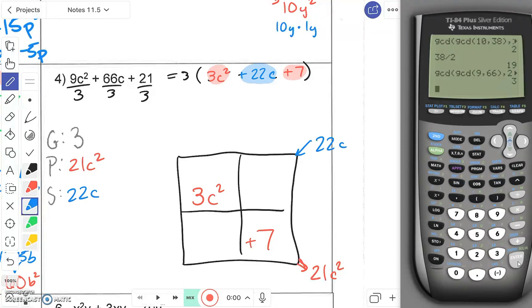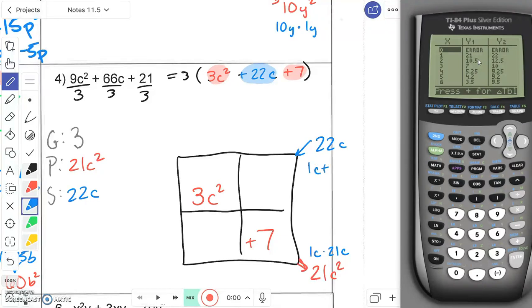Alright, so then I'm looking for 2 numbers that multiply to be 21c squared, but add to be 22c. So I'm going to use my calculator and say product is 21 divided by x, and then I want to get that sum, so 21 divided by x plus x. Go to our table, and I'm looking for 22. Oop, there it is in that column. So 1 and 21. So that means 1c times 21c multiplies to be 21c squared, but 1c plus 21c adds up to be 22c. So I have positive 1c and positive 21c to put in there.